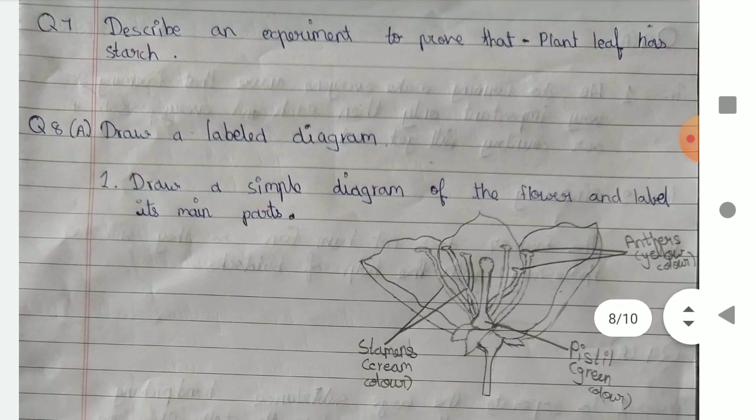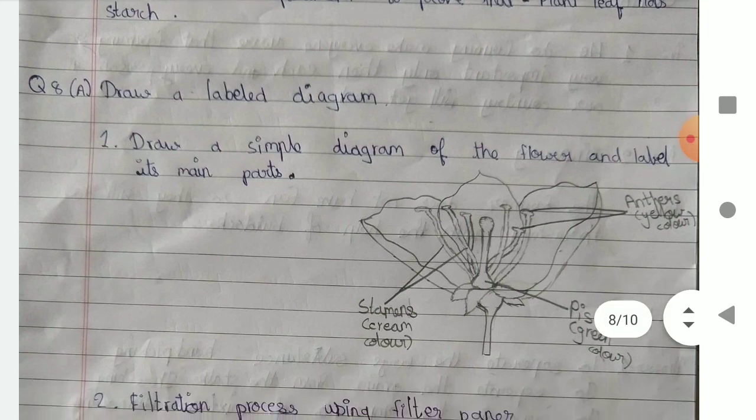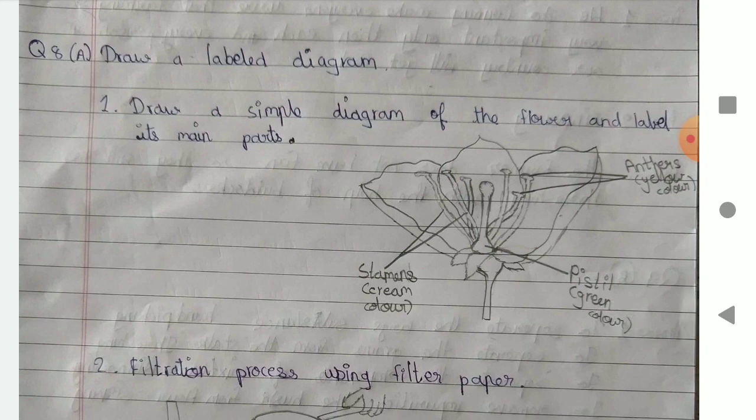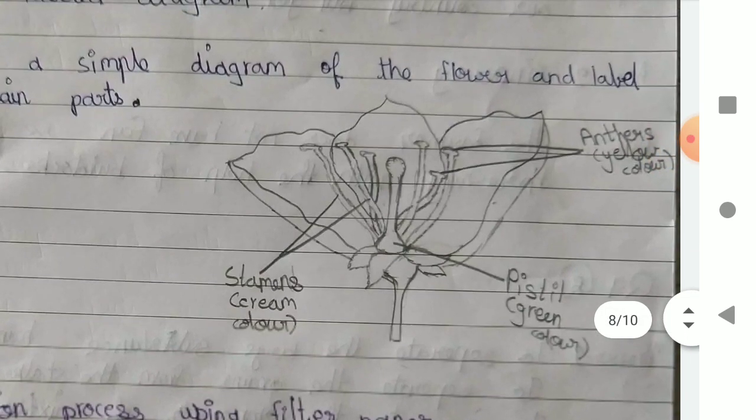Now describe the experiment to prove that a plant leaf has starch. Draw a labelled diagram. Okay, draw a simple diagram of a flower. You have to draw this flower diagram.